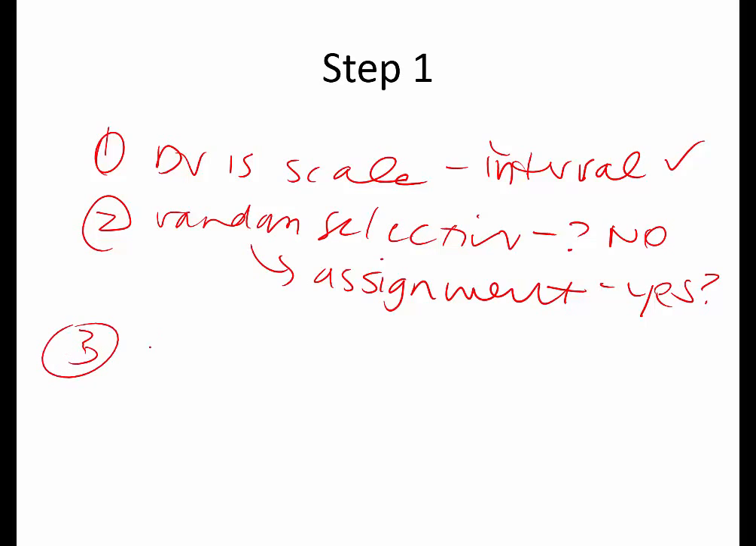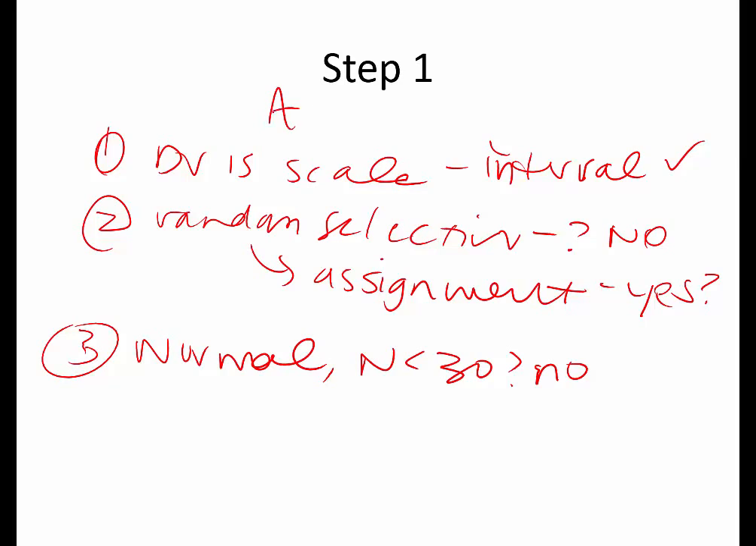And then 3, is it normal? Well, I didn't really count how many people there were, but I think it's less than 30, so it's questionable. I would probably say no, and I'm not sure. I can't assume it anyway. Okay, so same step is, for step 1, what are the assumptions?